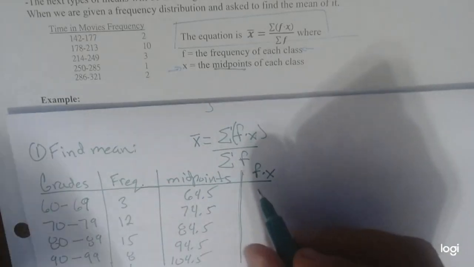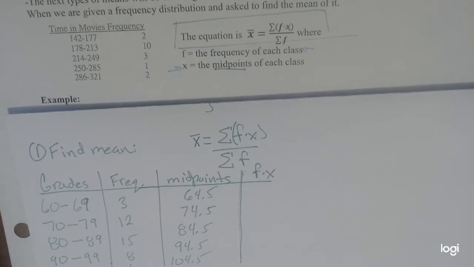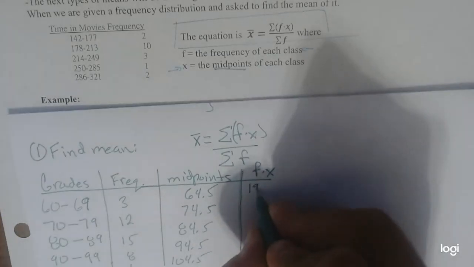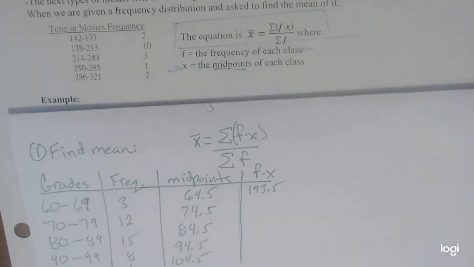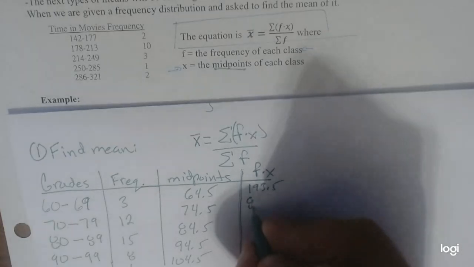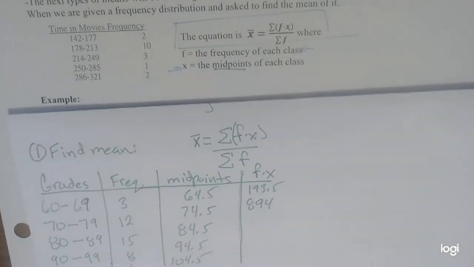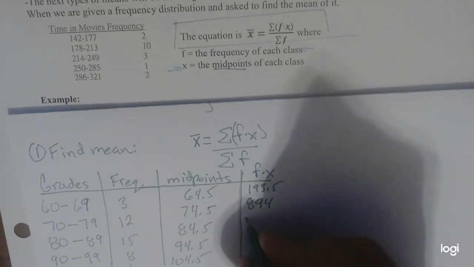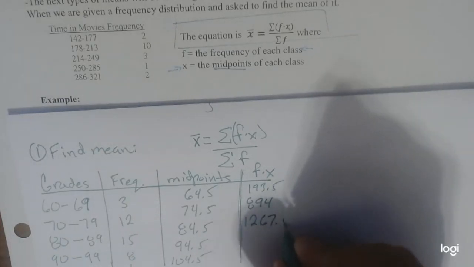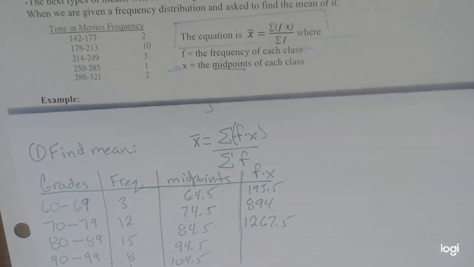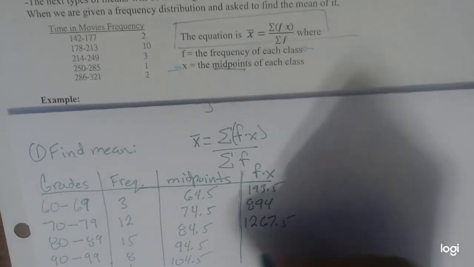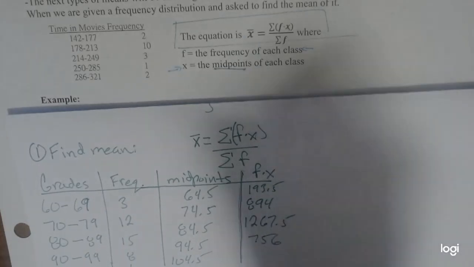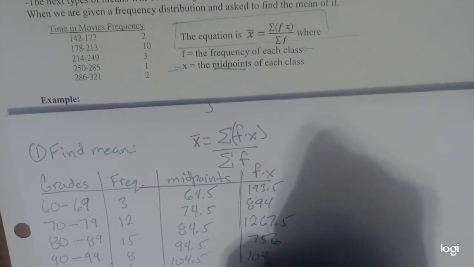So if we multiply straight across, we have 3 times 64.5 is 193.5, and I'll just keep going. 12 times 74.5. Keep going. 15 times it. 8 times it. And then finally 1 times it, which is itself. Okay.